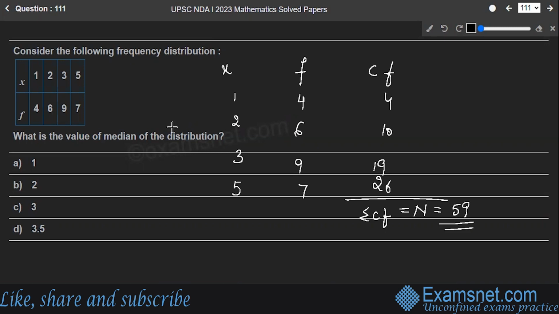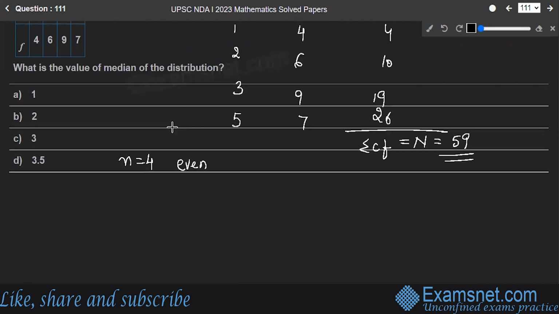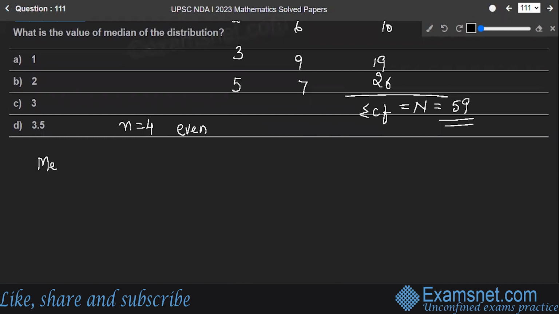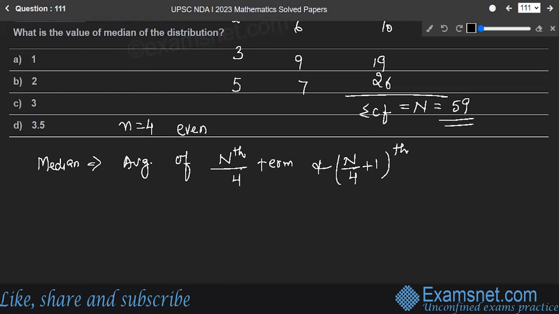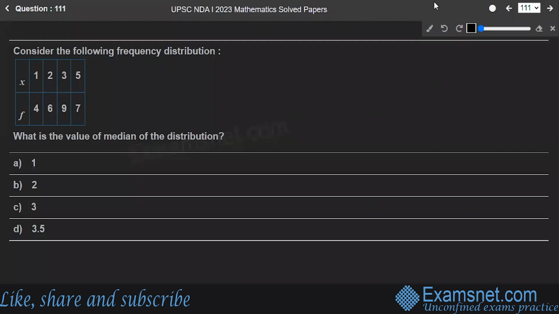Now, there are 4 terms. That means N is equal to 4, which is even. So what is the formula for the median? Average of N by 2th term and the next term.